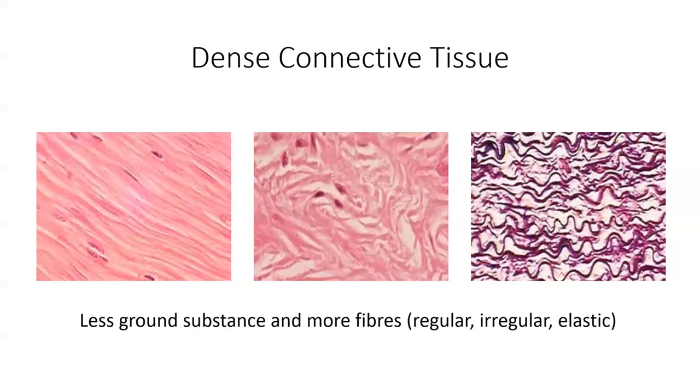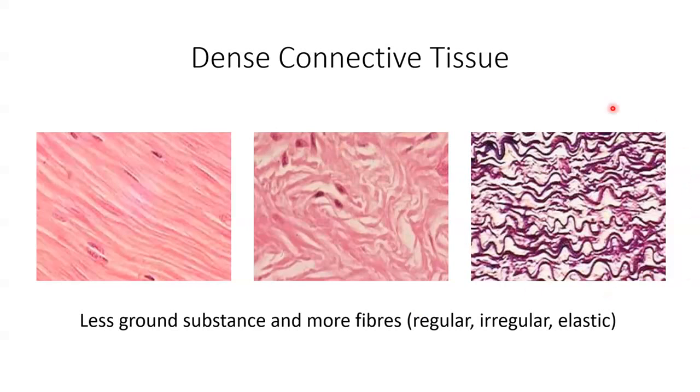So again, taking a look at what these tissues actually look like. On the left, we have our regular connective tissue. So you can really clearly see those large numbers of collagen fibers that are all arranged in nice, neat, parallel lines. This tissue in the middle is our irregular connective tissue. So it kind of looks the same, but those lines are not all nice and neat. The collagen fibers are all arranged all over the place.